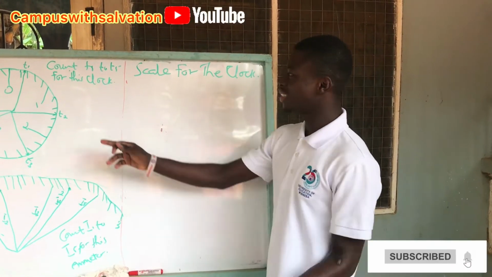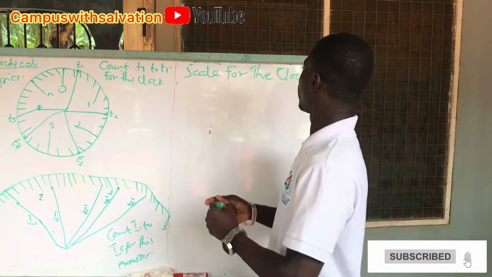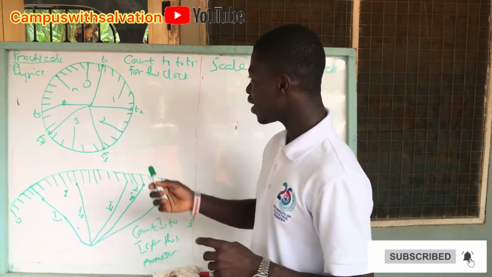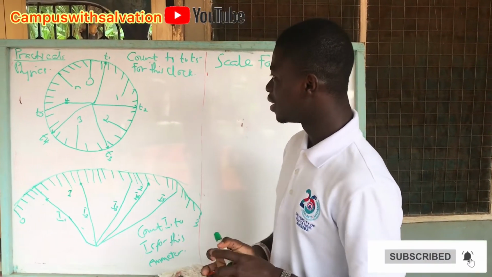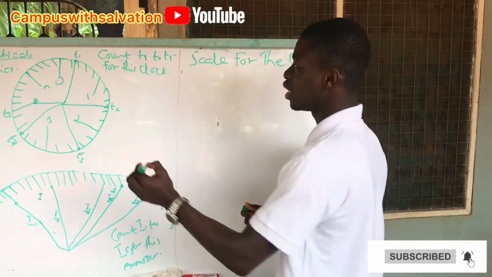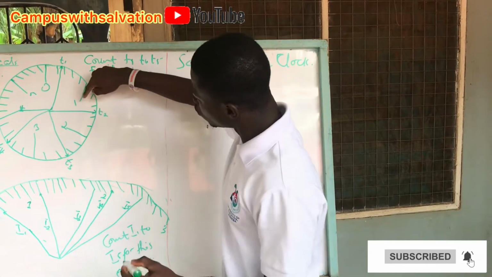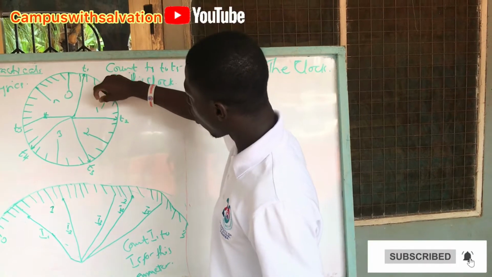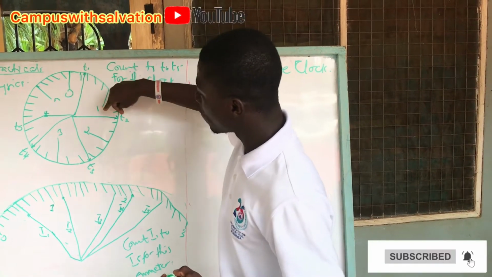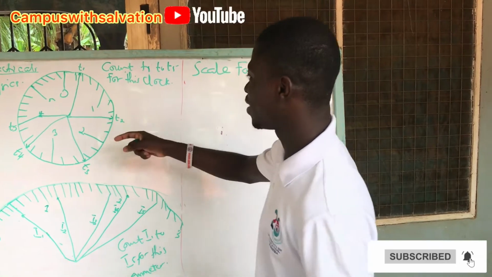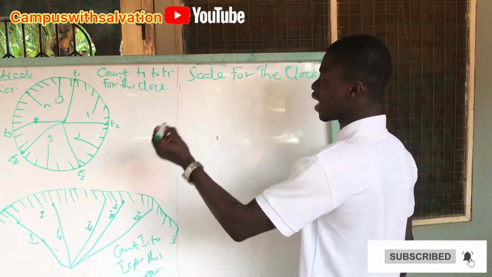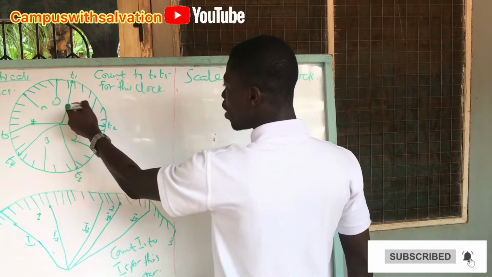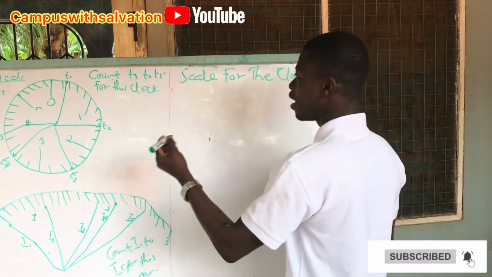So let's go. Let's get our scale for this clock. For you to get the scale, this is how it goes. Take the first figure you see here, which is 1, and subtract this 0 from it. After that, divide by the small divisions in between the 0 and the 1. So it's very simple. Let's go.